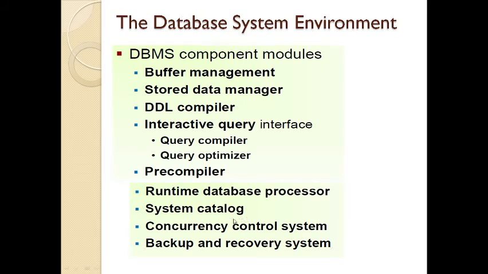The system catalog, as I already mentioned, specifies the statements and gives us some points. Then the concurrency control system, concurrency meaning repeated execution. And the backup and recovery system, where backup means storage for the recovery process. So these are the different components used in the database system environment.